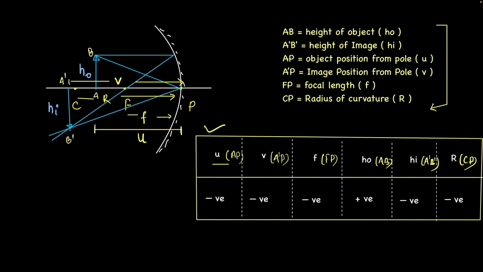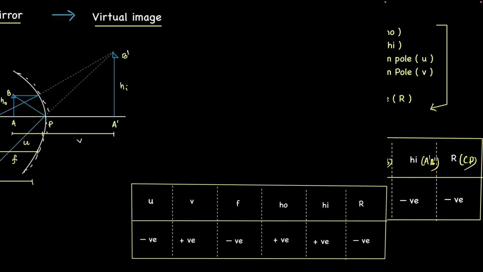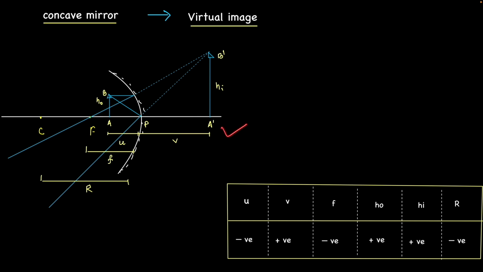Now we'll see how the sign convention is formed for the concave mirror of virtual image. This is the ray diagram of a concave mirror where the image is formed virtual image. So we know that when the object is lied between focus and the pole, then the image is formed virtual image. Its nature is magnified, virtual and erect, and it is formed behind the mirror.